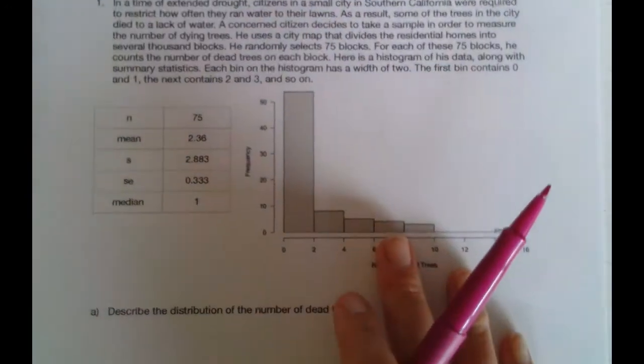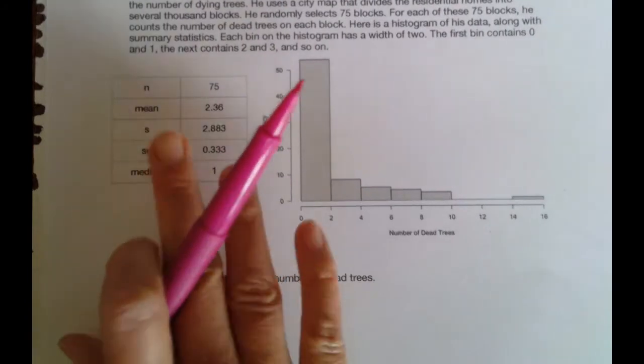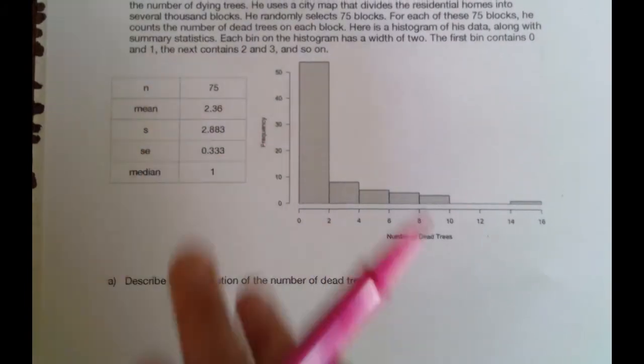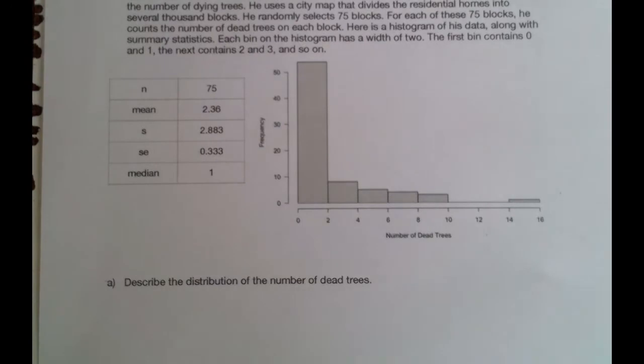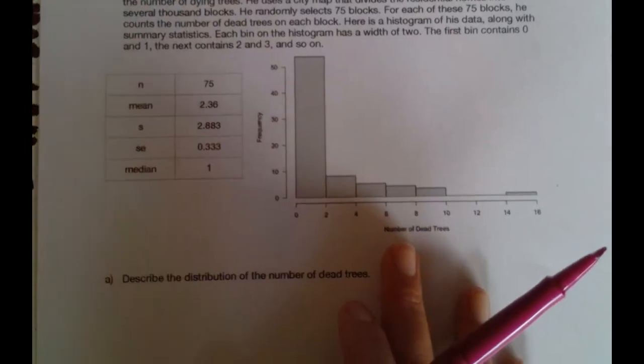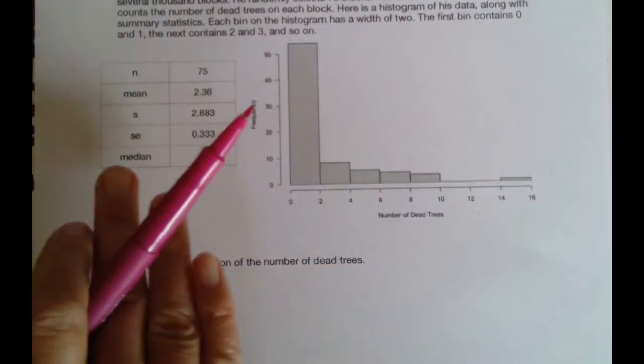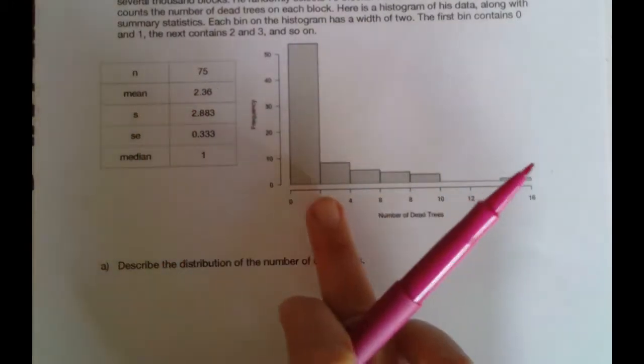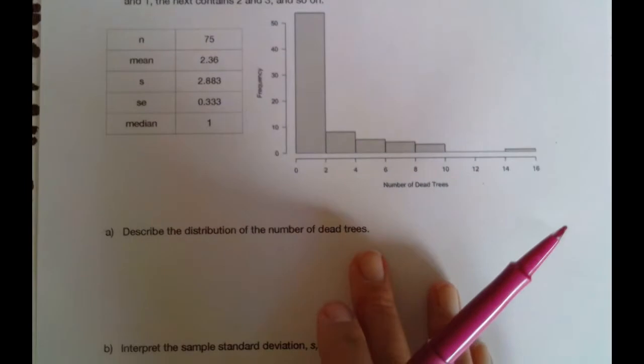So this actually gave us summary statistics, which gives us a better picture of the mean and median and all that. It's not always going to give you that. And then it gives you a histogram. So it says describe the distribution.